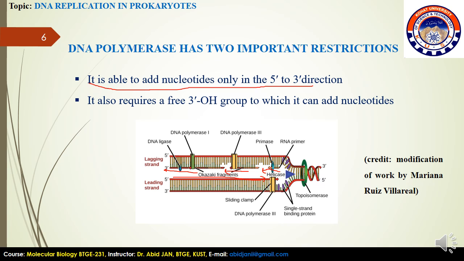It also requires a free 3' hydroxyl group to which it can add nucleotides by forming a phosphodiester bond between the 3' hydroxyl end and the 5' phosphate of the next nucleotide. This essentially means that it cannot add nucleotides if a free 3' hydroxyl group is not available.